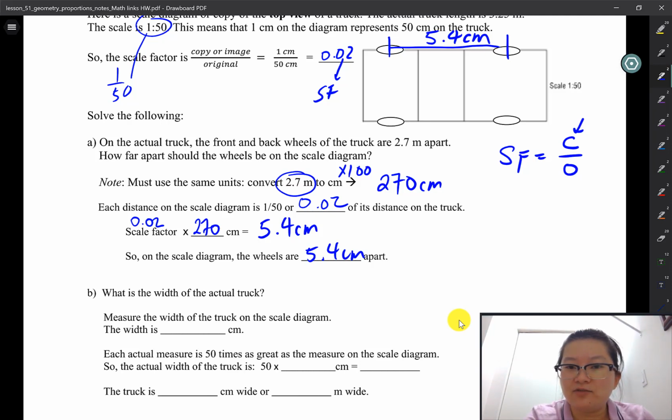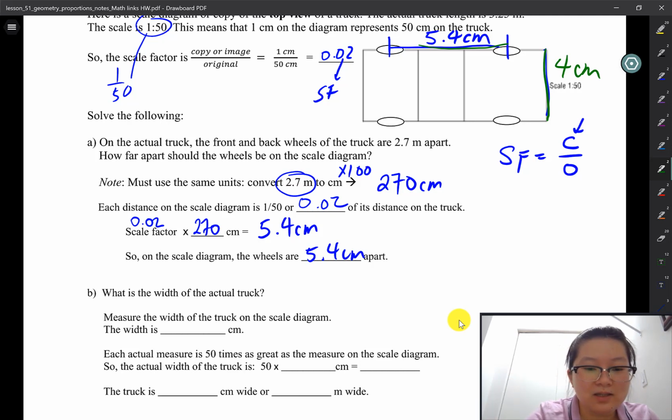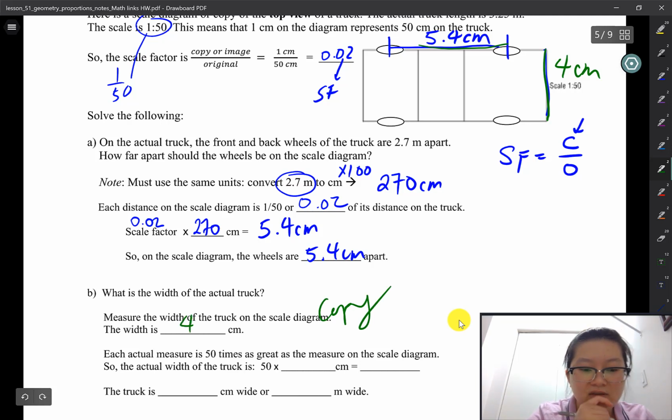Let's see. If this is 5.4 centimeters, I'm gonna roughly estimate that this length over here, let's do it in green, is 4 centimeters. How's that? This is 4 centimeters. Makes our math a little easier too, hey? So I'm going to say on the scale diagram, this is my copy. Okay, my copy is 4 centimeters.